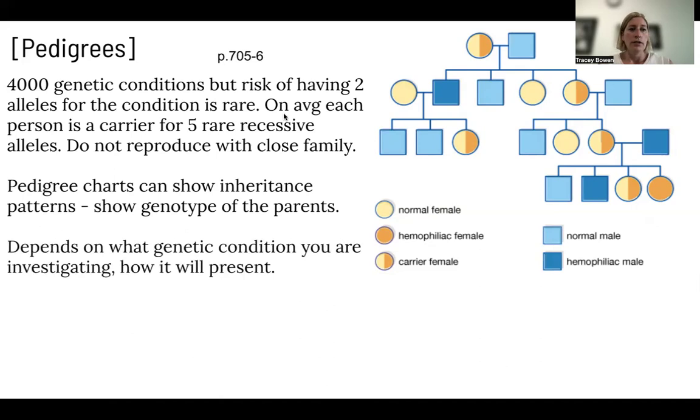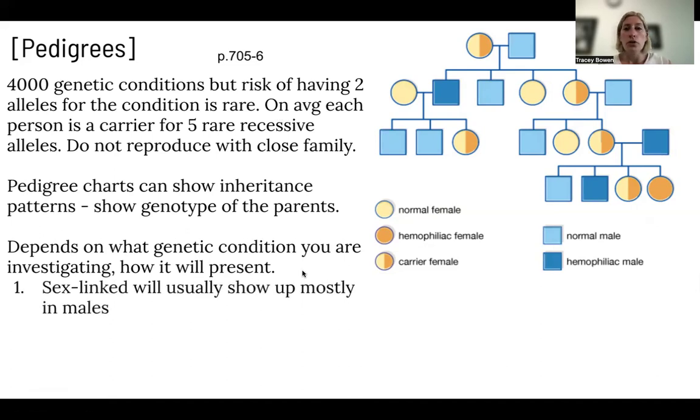And so this is going to depend on what genetic condition you're investigating. So how it presents is going to be different. So if it's sex-linked, it's usually going to show up mostly in males. And so you can see here, this parent combo had 2 normal male children. And so potentially it's not sex-linked. The female child had it.